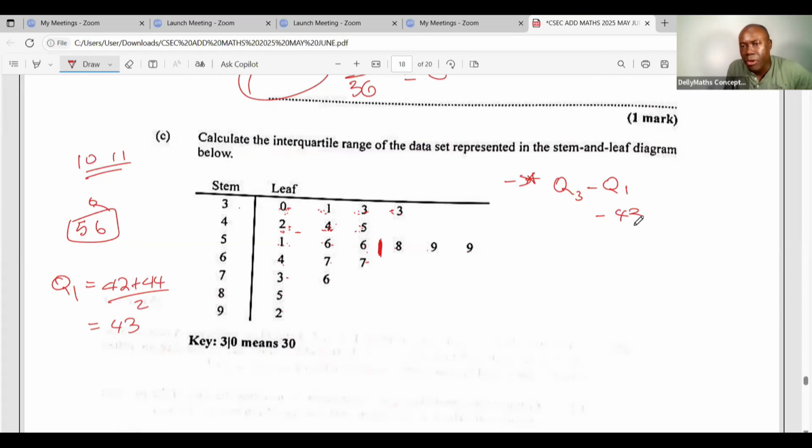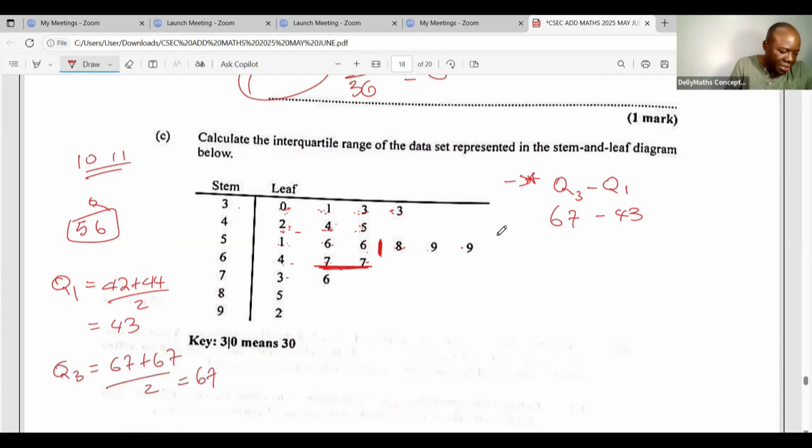So I already have 43, and then I could do the same thing here up top. Because it's 10, I'm going for the 5th and 6th: 1, 2, 3, 4, 5, 6, these two right here. So Q3 is 67 plus 67 divided by 2, and this is 67. So basically, we're saying 67 minus 43 is 24. So my interquartile range is 24.